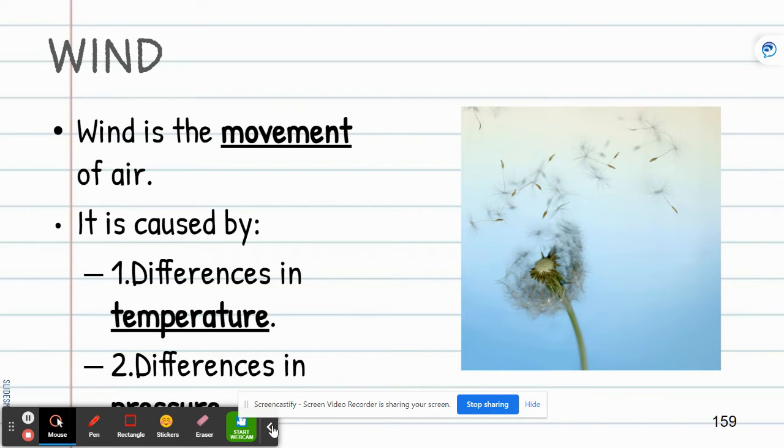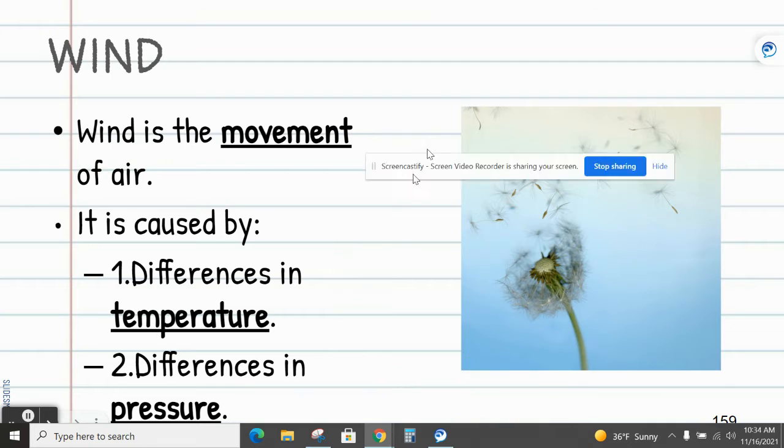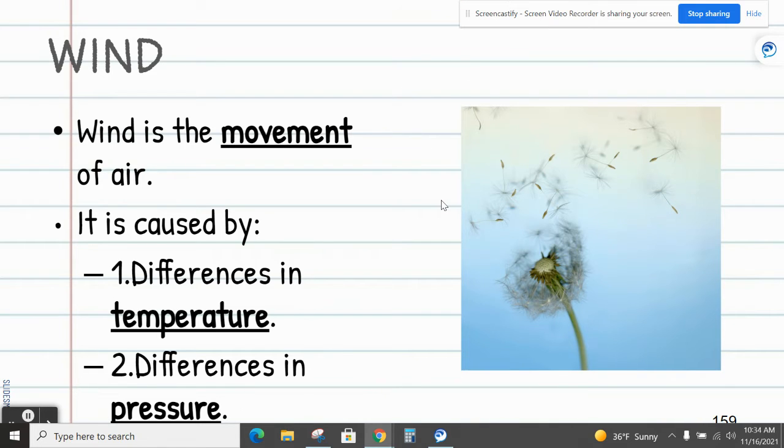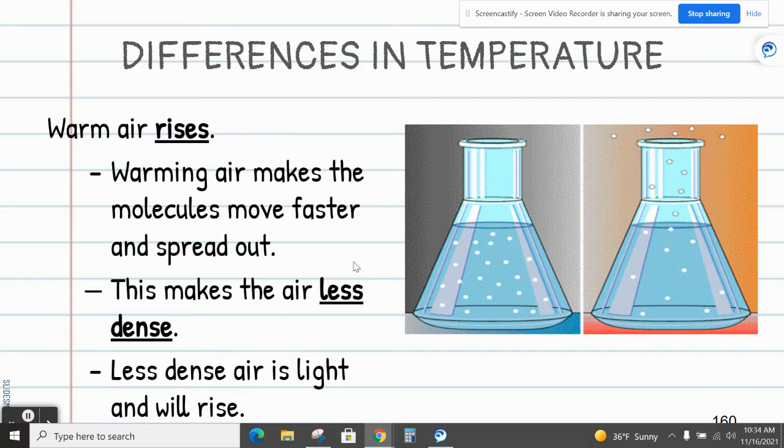So if you are at home learning or if you need to fill in some of your missing pieces, here's that information. Wind, again, is the movement of air. It is caused by differences in temperature and pressure. We remember that warm air rises, making the molecules move faster and spread out. This makes the air less dense. Less dense air is light and will rise.